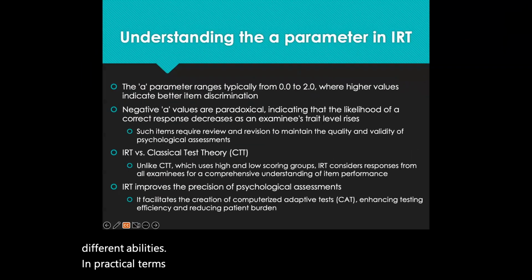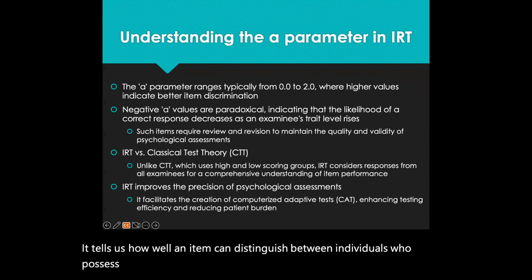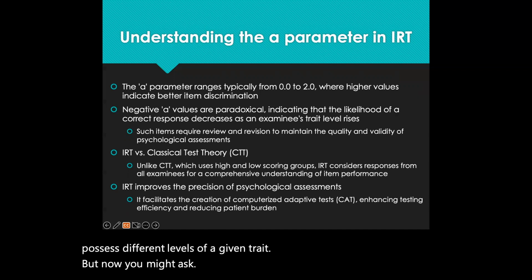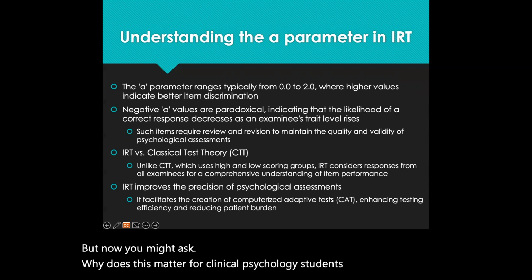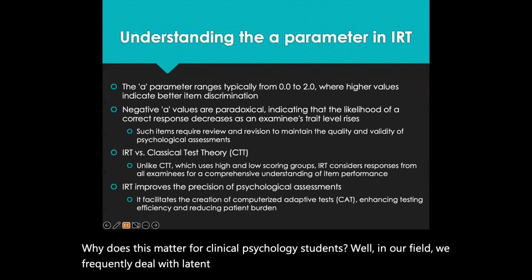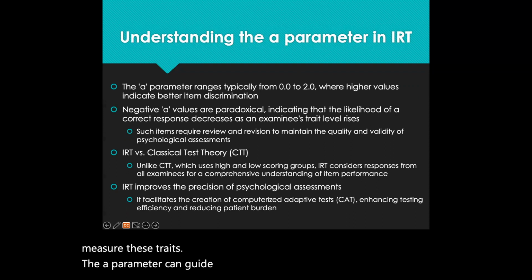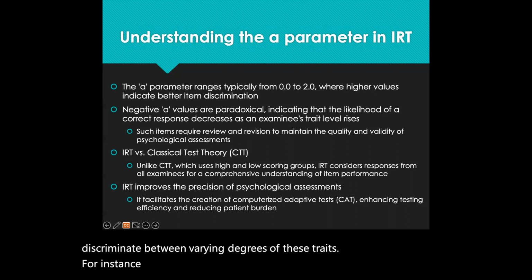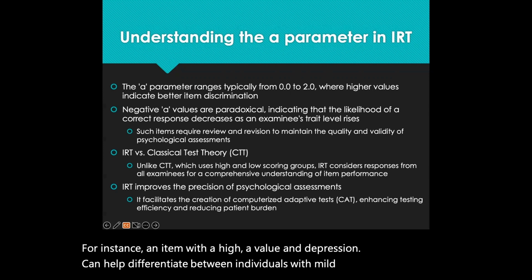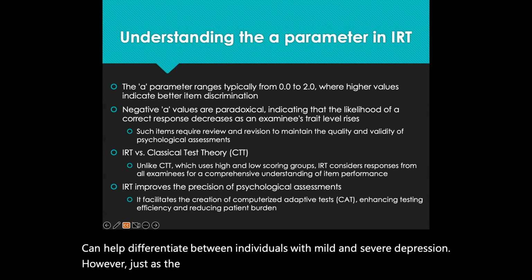In practical terms, A typically ranges from 0 to 2, and it serves a crucial purpose. It tells us how well an item can distinguish between individuals who possess different levels of a given trait. But now you might ask, why does this matter for clinical psychology students? Well, in our field, we frequently deal with latent traits, and we rely heavily on test instruments to measure these traits. The A parameter can guide us to develop or select items that best discriminate between varying degrees of these traits. For instance, an item with a high A value in depression can help differentiate between individuals with mild and severe depression. However, just as a tool can be beneficial when used correctly, it can also cause problems if mishandled.